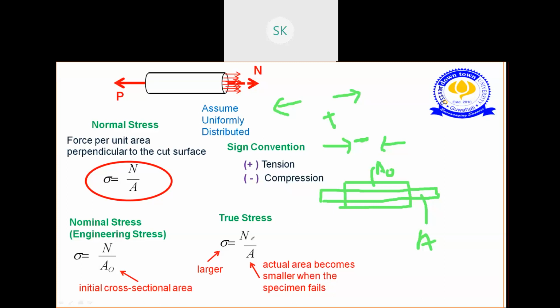Okay, so this area becomes less. See, earlier the cross section was huge, so A naught will be more in comparison to your small a. So when this area is less, automatically this will become larger. When this value is more, this will become automatically larger, right? So your true stress is always a larger value than your nominal stress.